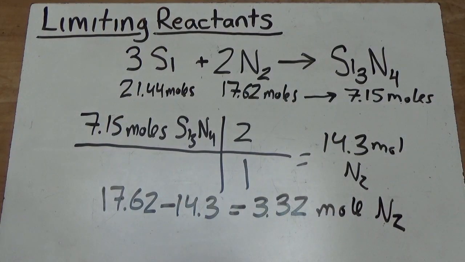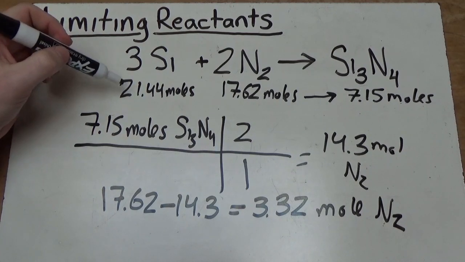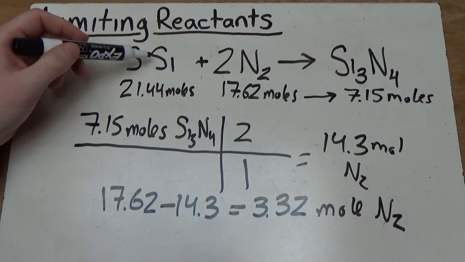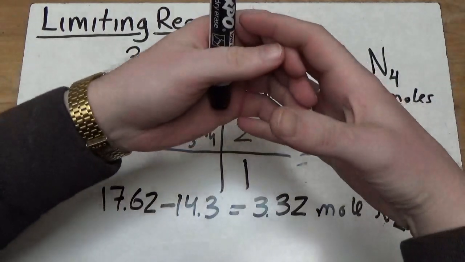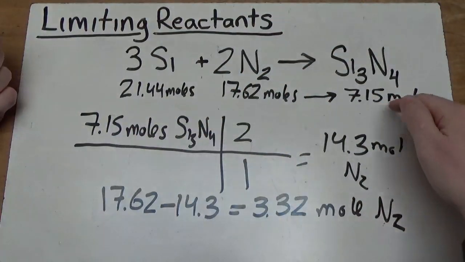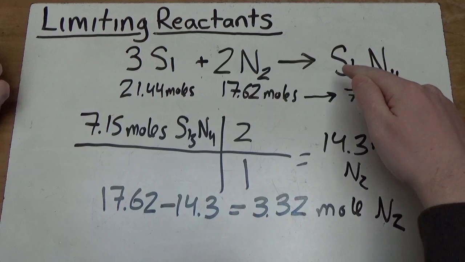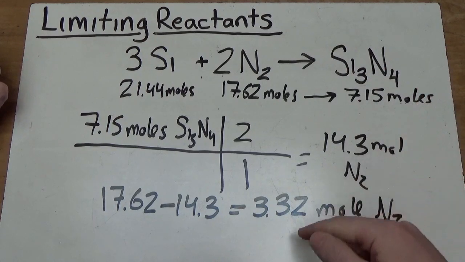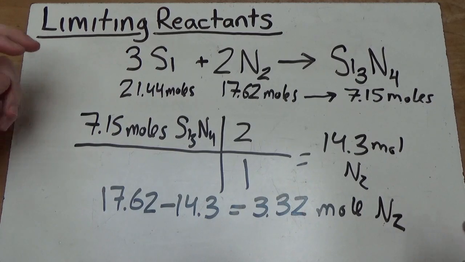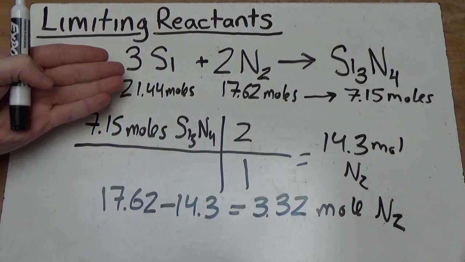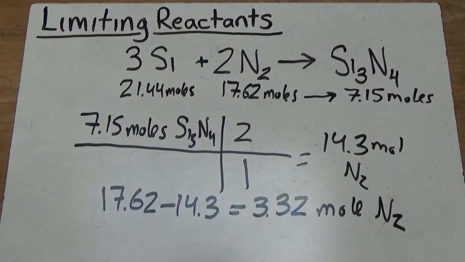Now, how to interpret this whole thing overall? What it means is if I had 21.44 moles of silicon and 17.62 moles of nitrogen, and I combined them, I would produce 7.15 moles of Si3N4. I would have 3.32 moles of N2 left over. Think about it like on my kitchen table, it's left. And I would have no silicon. I will have used all of it. Hopefully this helps with limiting reactants, and I will see you next time.